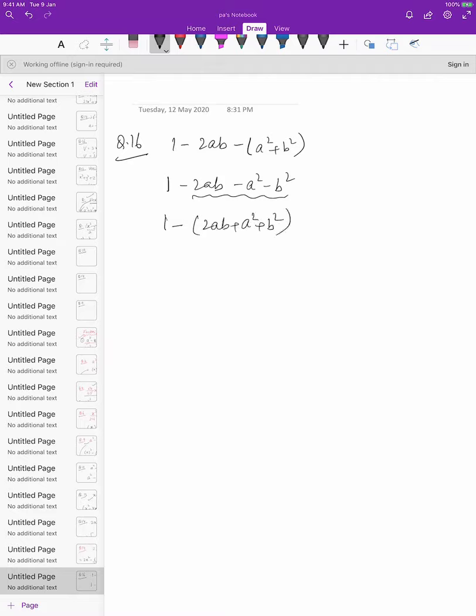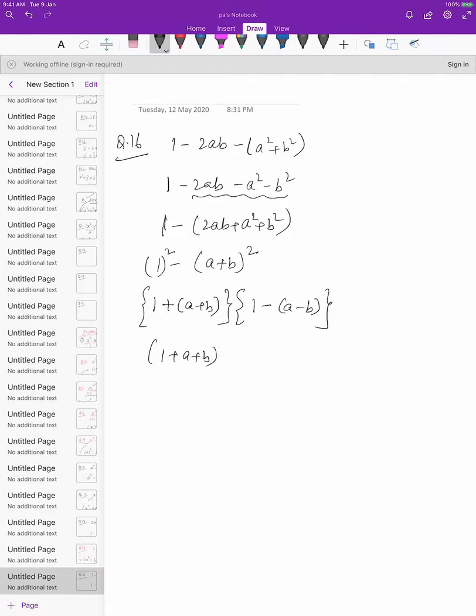Now the moment you put them in bracket, you can see they resemble the identity a plus b whole square. Now this one can also be written as 1 square. So now we can follow the identity a square minus b square. So a plus b in one bracket and a minus b in the other bracket, which gives you 1 plus (a plus b) into 1 minus (a plus b). So this is the factorization of this expression.